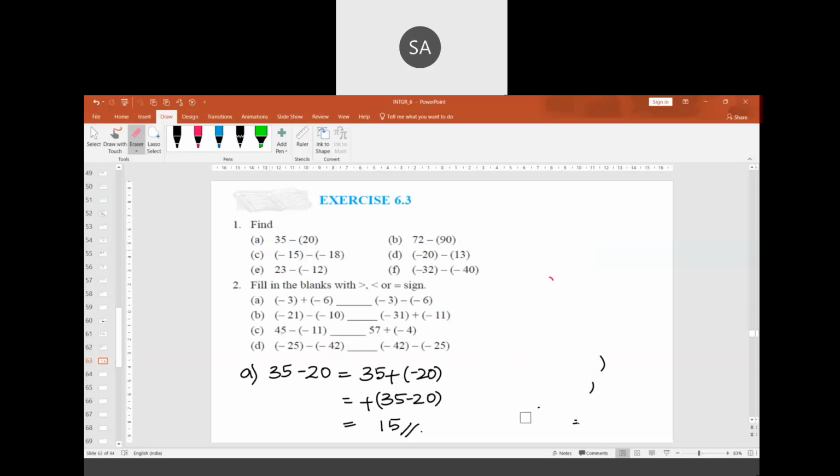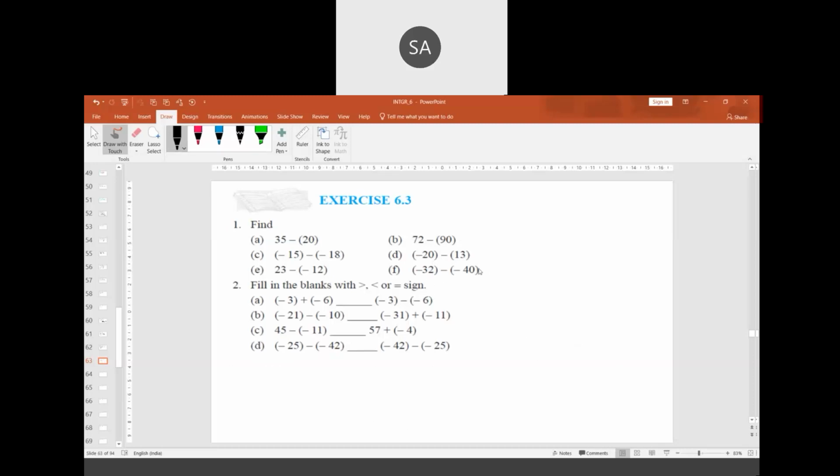Look at the second question. It's fill in the blank. Aniket says minus 8 is the answer for the last one. Is it minus 8 or plus 8? Yes, it is plus 8. And for this, it is 35.